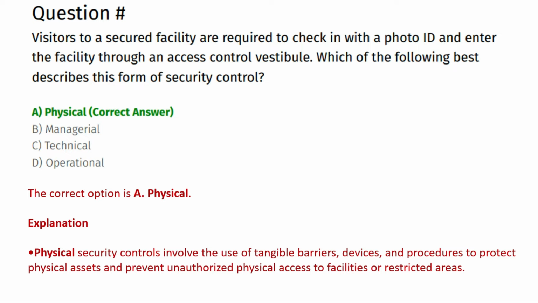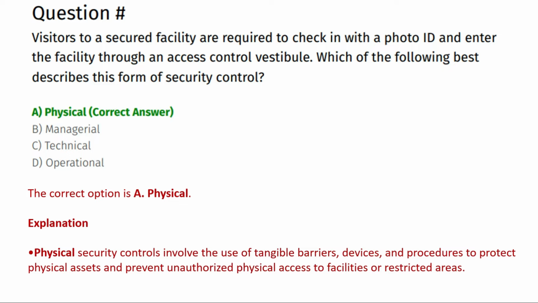So physical security controls involve the use of tangible barriers, devices and procedures to protect physical assets and prevent unauthorized physical access to facilities or restricted areas. So that's why the correct answer for this question is A, physical.